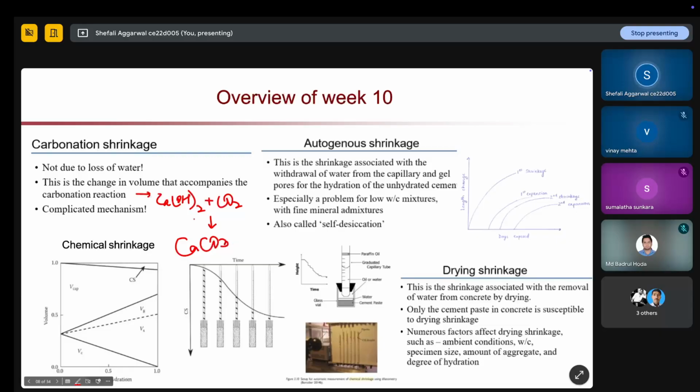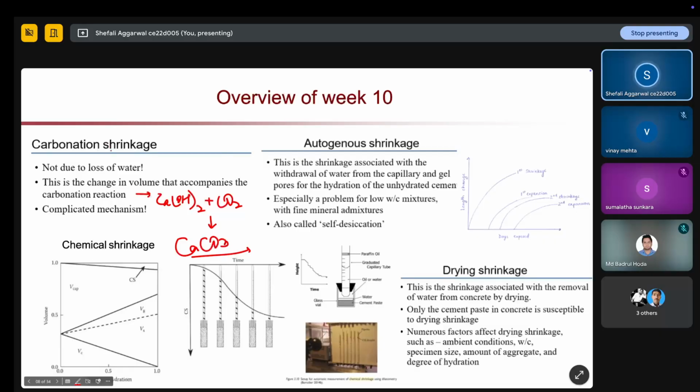So the calcium hydroxide present in your concrete will react with CO2 and form calcium carbonate. Your calcium carbonate will be much more compact, so there will be a reduction in volume. It won't be clearly visible, but it will cause a change in volume, which is called carbonation shrinkage.